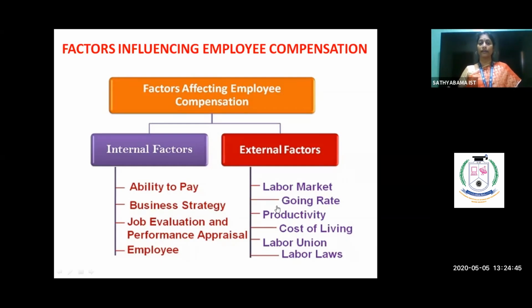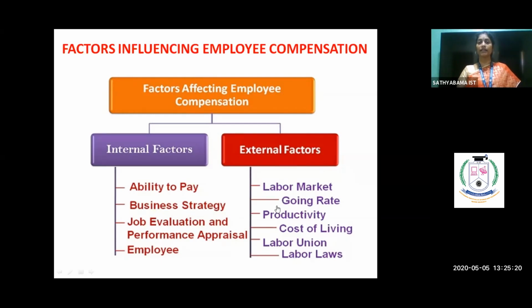Then comes the going rate. Every year the salary components will not be the same. So the rate, the money value, everything will change as the market goes on, because we always face changes. According to the transformation in the economy level, the rate of salary will be fixed. And the next one is productivity. Every year the productivity will be calculated, and based on the productivity also the wage or the salary will be fixed. Then comes the cost of living.